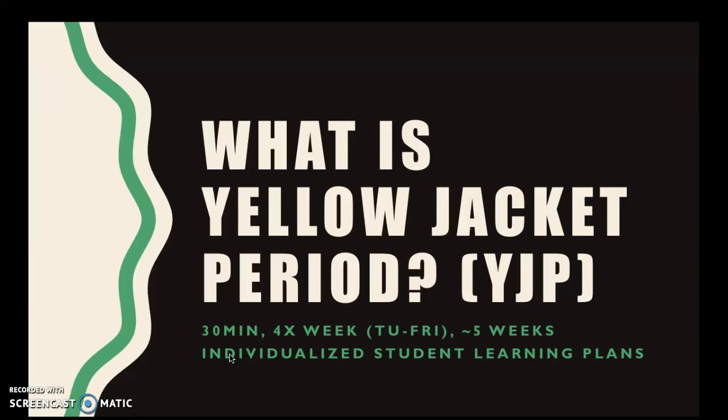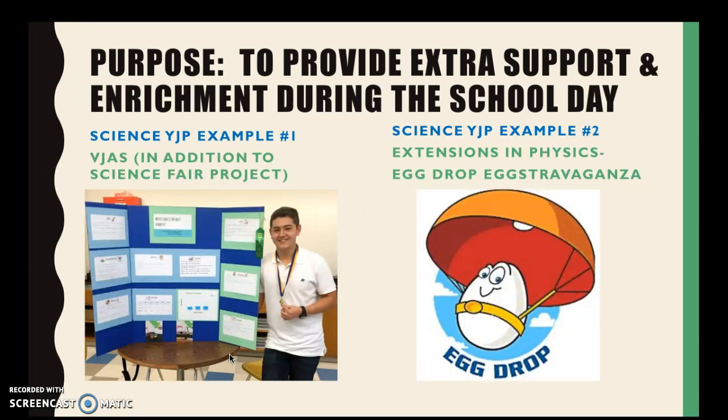Another question parents may have is, what is Yellow Jacket Period? This is a relatively new period at Jefferson. Your students have been through it before if they're 8th graders. And here are some examples of what it may look like if your student has science for Yellow Jacket Period. We tend to do enrichment activities in science for Yellow Jacket Period.